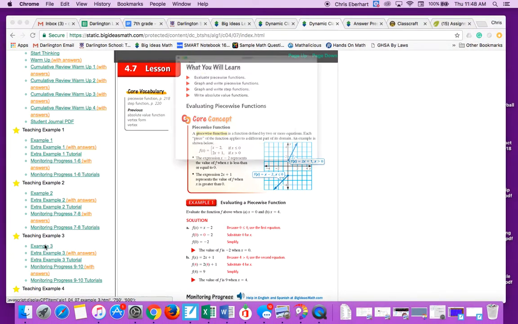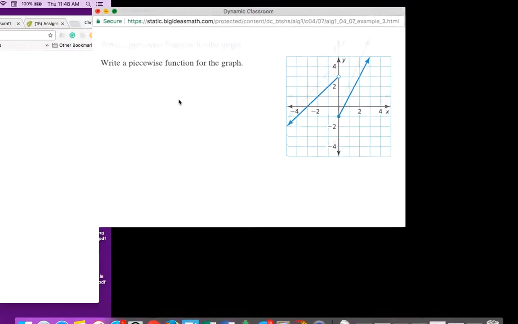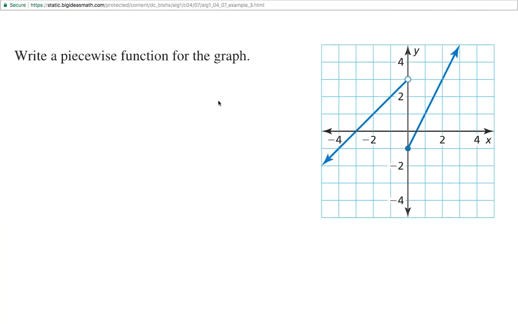All right, next example, example 3, write a piecewise function. So doing the opposite. Before, I gave you the function pieces and you made a graph. Now here's the graph, make a function.